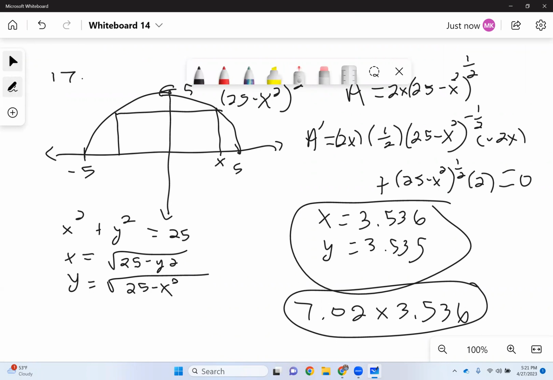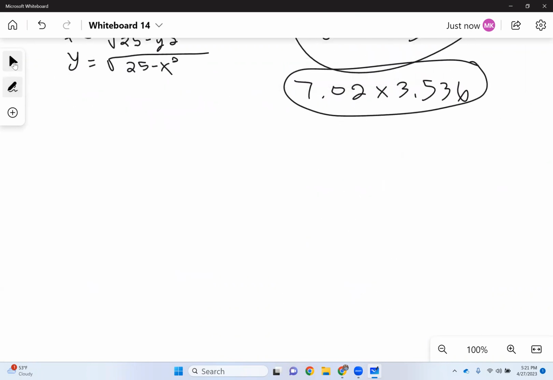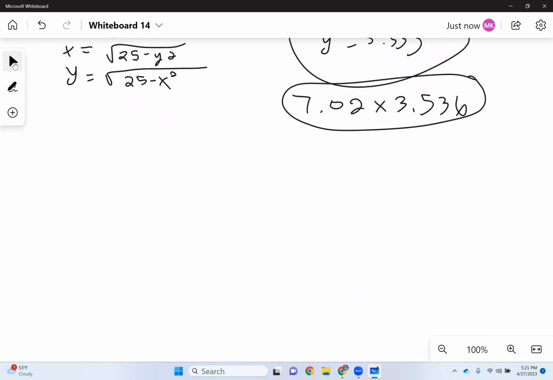Okay, let's go on to 19. That was a real one, for sure. 19. All right. Surface area of a box. Of all the boxes with a square base and a volume equal to 8, which one has the minimum surface area?